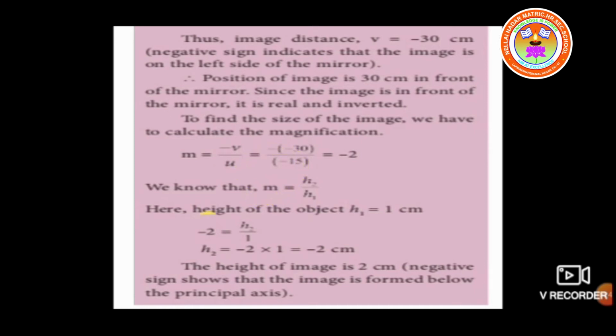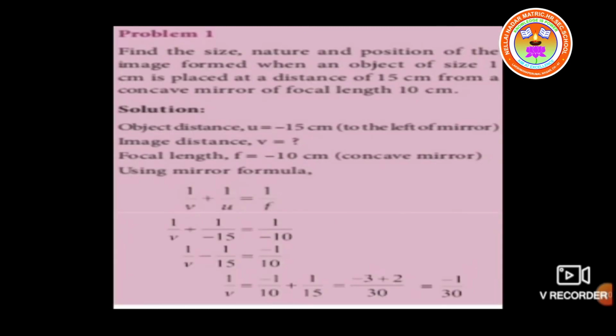It is substituted in this equation, so minus 2 is equal to h2 divided by 1. So what is the value of h2? h2 is equal to minus 2 into 1, that is minus 2 centimeter. Here the height of the image is 2 centimeter, with a negative sign, so the image is formed below the principal axis.